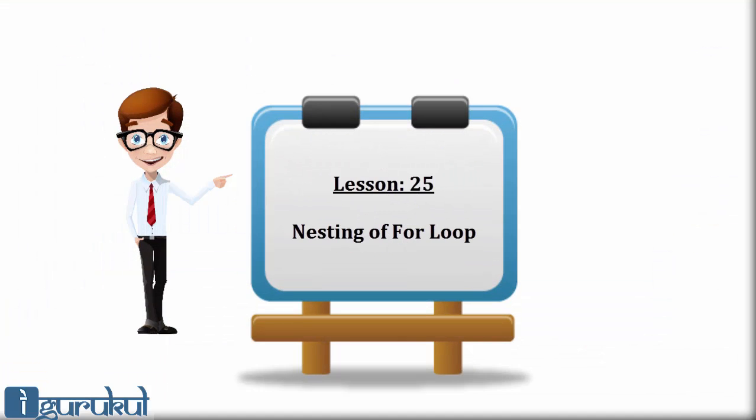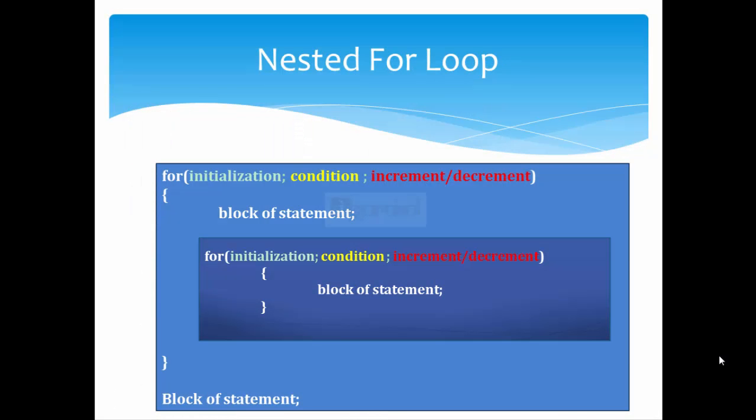In this tutorial, we will learn about nesting of for loop. For this, I have taken an example to find the prime numbers between 1 to n, where n is the number which you will be providing at the runtime. So let's start with the program.